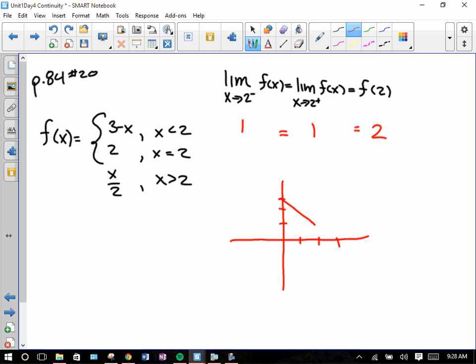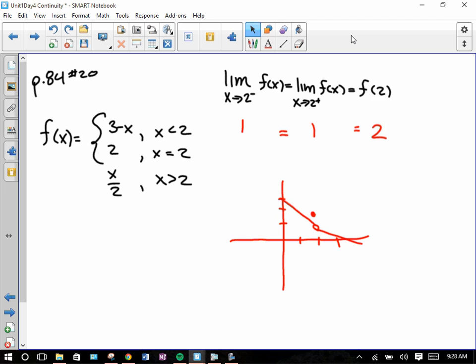Alright, and then there's a hole here. Then it's going to keep going, maybe a little bit more like this. And then its function value is right there. So what we can see just by graphing this is that it is a hole.